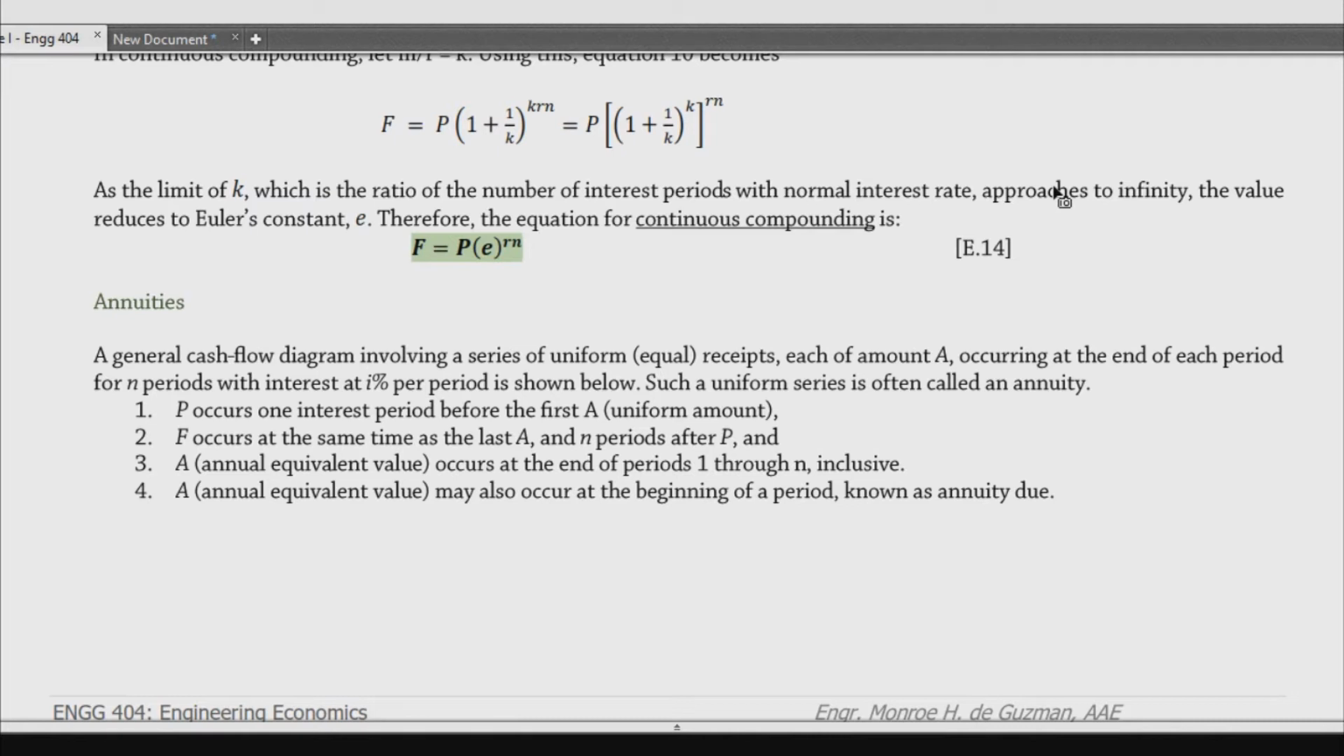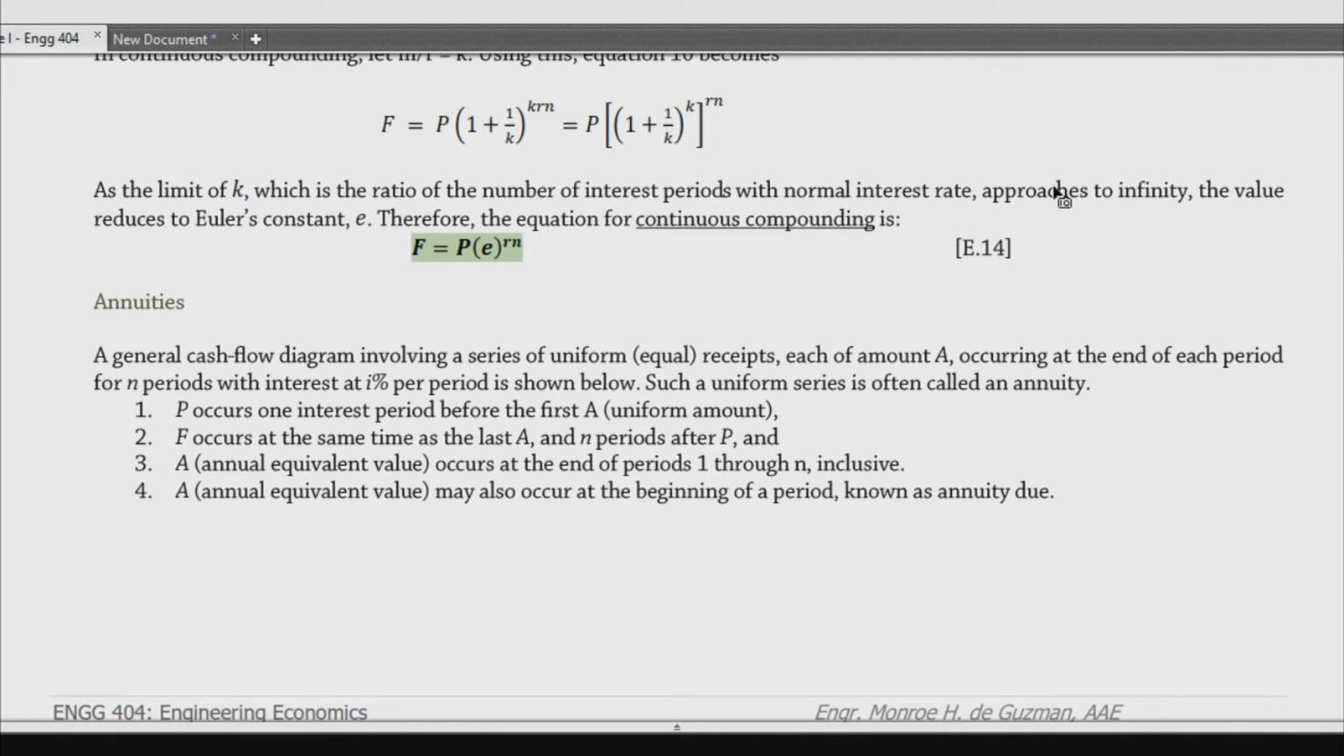Okay, now for annuities, this is one of the most sought after discussions dito sa module na to kasi parang ito yung laging common na ginagawa natin, 'di ba? We usually pay for some things, like kung may utang ka, you have to pay for this for every X value or X time, 'di ba?